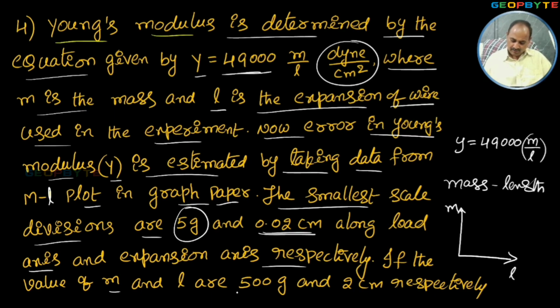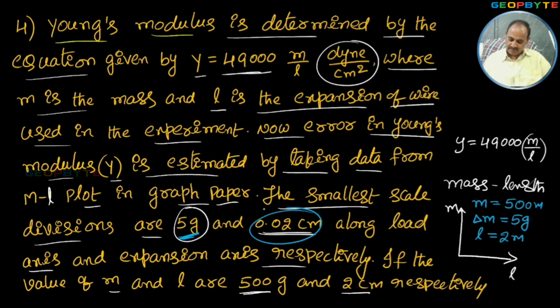If the values of M and L are 500 grams and 2 centimeters respectively, what is given is: original mass is 500 grams, and the smallest scale of mass, delta M, equal to 5 grams. Original length is 2 centimeters, and the smallest scale length delta L is 0.02 centimeters. That is the data which is given.